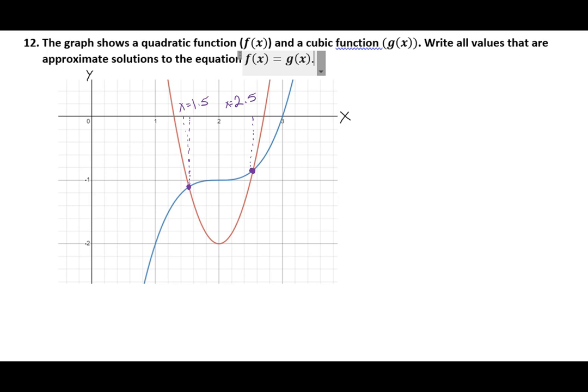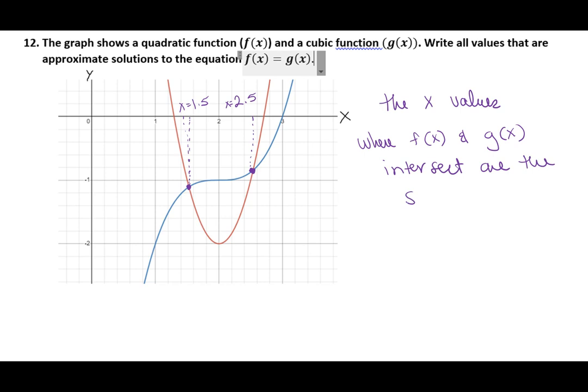So your explanation here would be the x values where f of x and g of x intersect are the solutions. That's the explanation. So your answer would be x is approximately 1.5, x equals 2.5. And the explanation would be the x values where f of x and g of x intersect are the solutions.